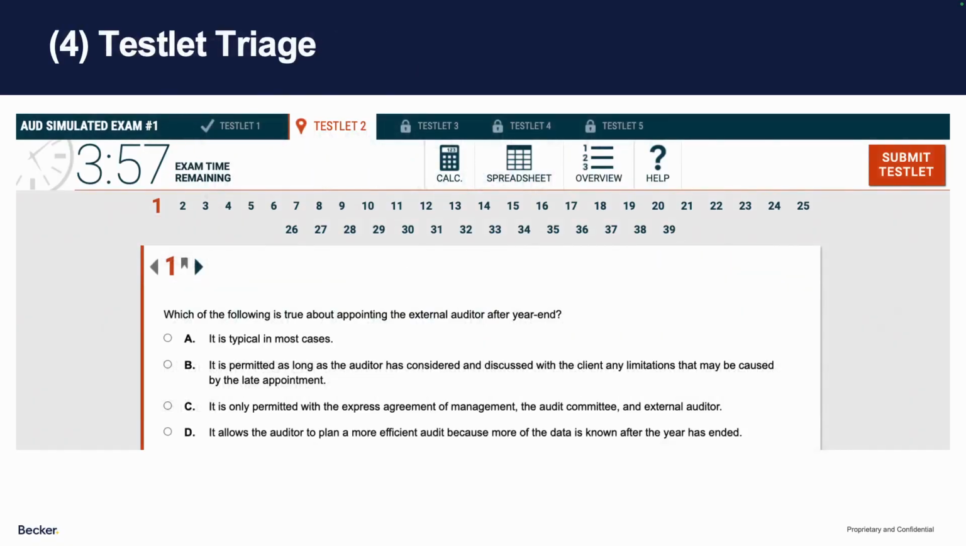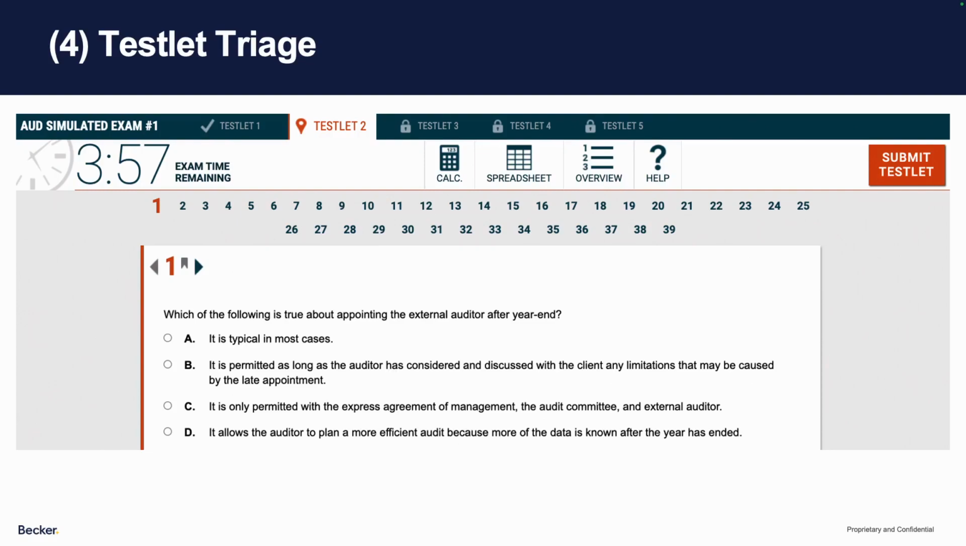Next up, this is part of time management. I call it testlet triage. Triage is this idea of, I may not be able to spend every minute that I wish I could doing everything. So I've got to use my time for the best effect possible, for the most impact possible.